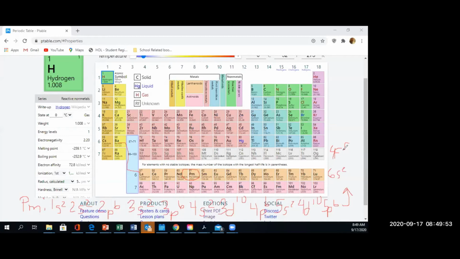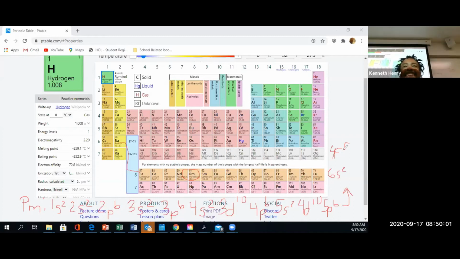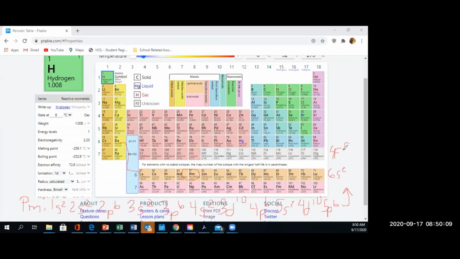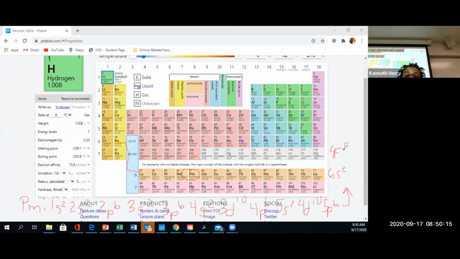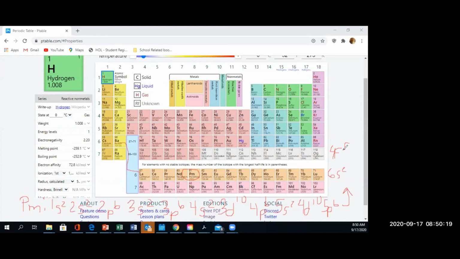Dr. Henry, is there a shorter way to write that, or do we always have to go down like that? Yes, there is a shorter way. This is a good way to learn it, though, right? But it's an easier way to write it. And I'll show you that way. We have to start with the noble gases in the shortcut?